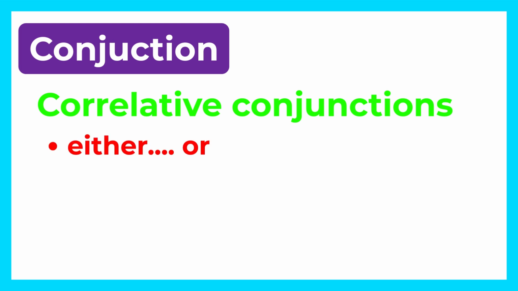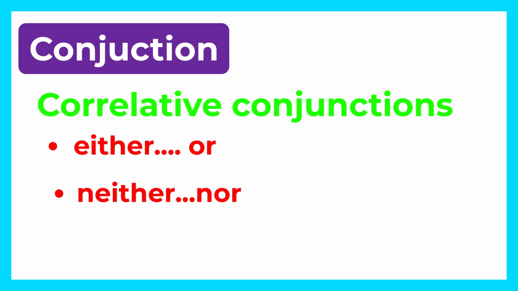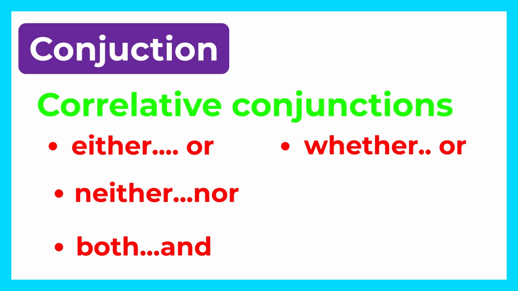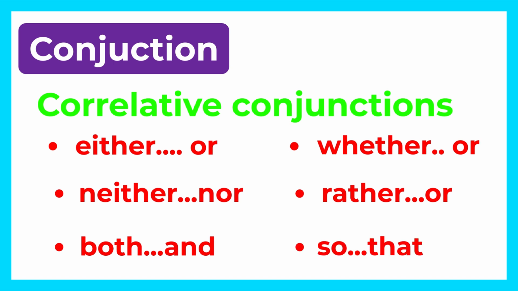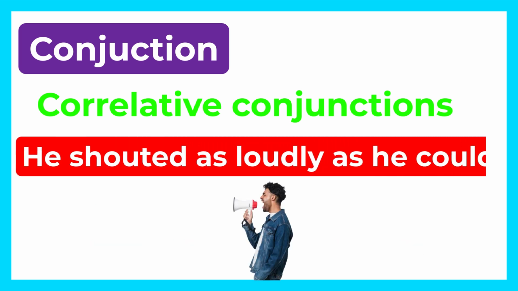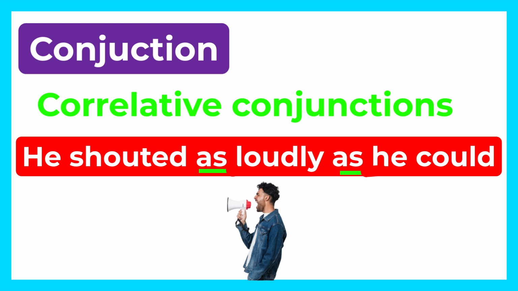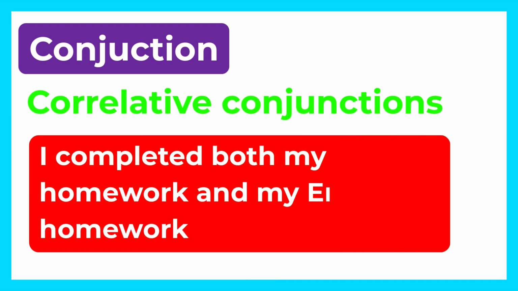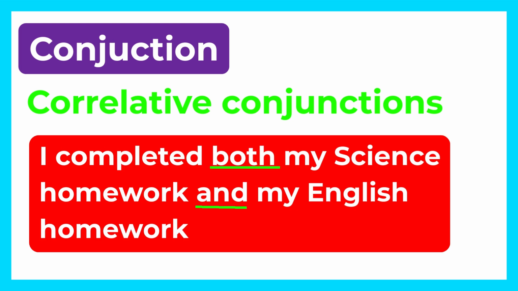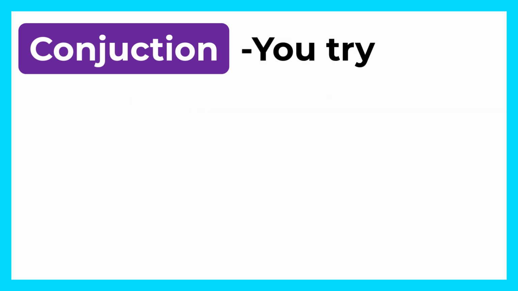Correlative conjunctions are pairs of conjunctions that work together. Examples are either or, neither nor, both and, rather than, whether or, so that, and many more. For example, he shouted as loudly as he could. The correlative conjunction in this sentence is as, as. I completed both my science and my English homework. The correlative conjunctions are both and.